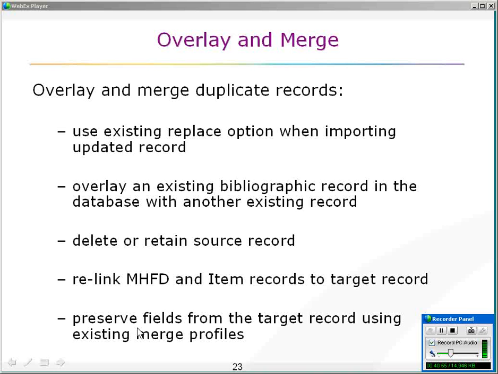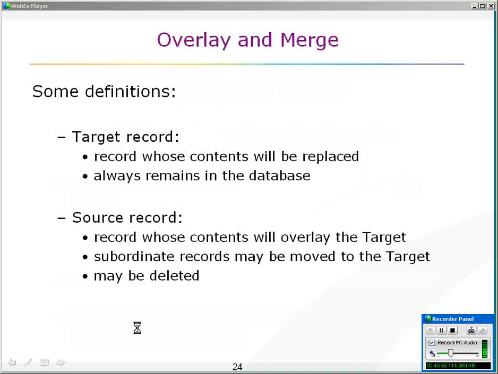As we make our way through, a couple of definitions. I think it's really important to understand the difference between target record and source record. For the purposes of overlay, the target record is one whose contents will be replaced, but that record always remains in the database. It's the source record whose contents will overlay the content that's found in the target. We can choose to move the subordinate records to the target record, and we may delete the source record.